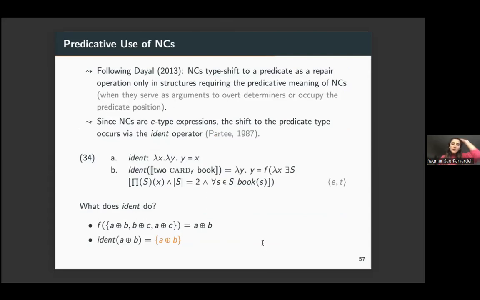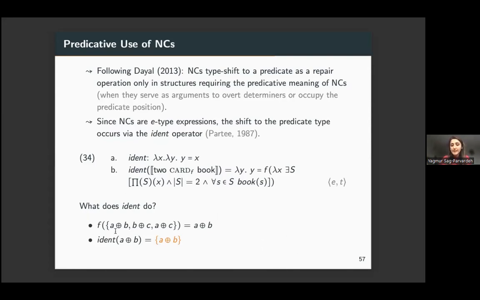So Dial claims that numeral constructions are also argumental expressions, and they type shift to a predicative interpretation only if the structure requires the predicative meaning. For example, when a numeral construction combines with an overt definite article, which is looking for a predicate, but since the numeral construction is not predicative, then there is some repair operation going on here. And that happens through the IDENT operator, Partee's IDENT operator.